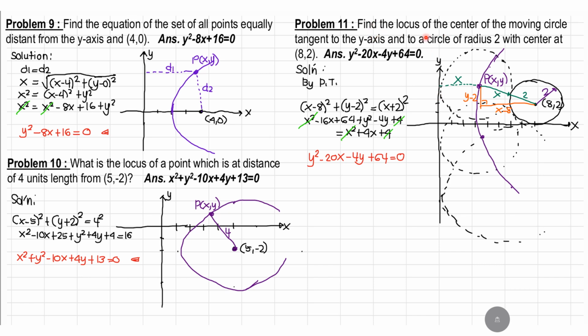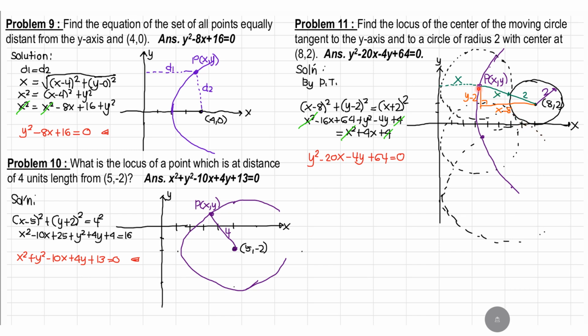Problem 11. Find the locus of the center of the moving circle tangent to the y-axis and to a circle of radius 2 with center at (8, 2). So this is the center of this circle with radius 2, (8, 2). And we have to draw sets of circles that will be tangent to this circle here and to the y-axis. These are just samples of circles.